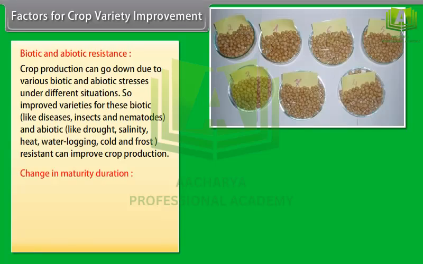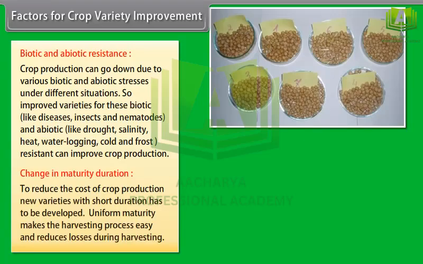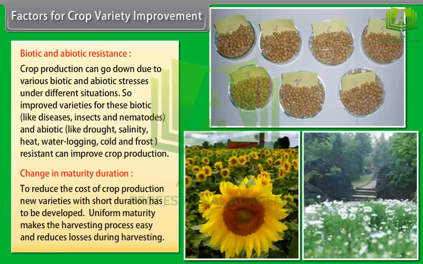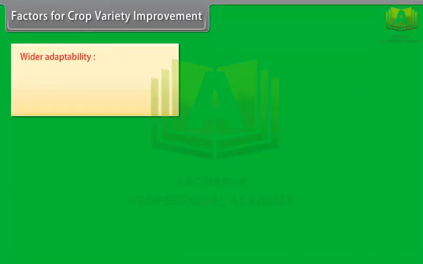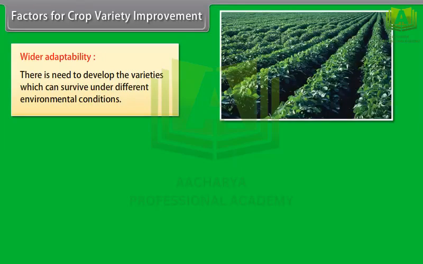Change in maturity duration. To reduce the cost of crop production, new varieties with short duration have to be developed. Uniform maturity makes the harvesting process easy and reduces losses during harvesting. Wider adaptability. There is a need to develop varieties which can survive under different environmental conditions.